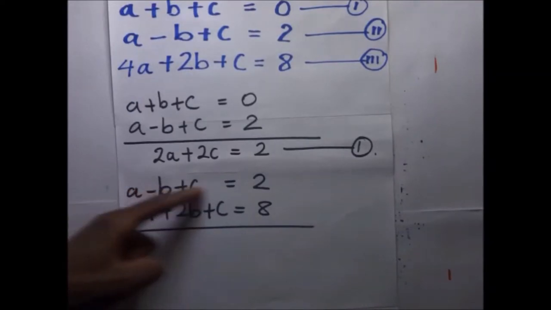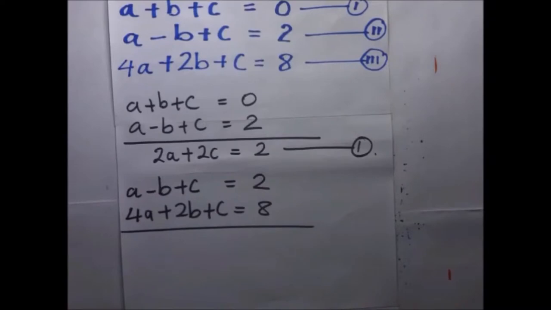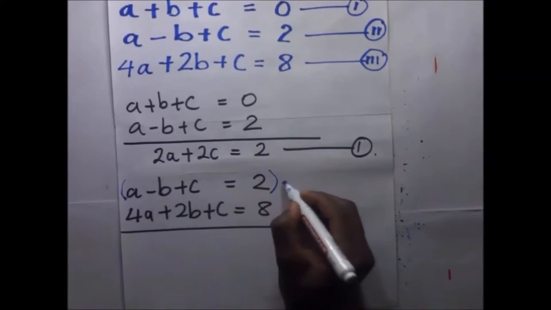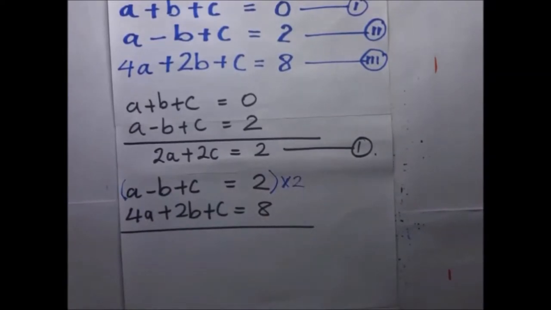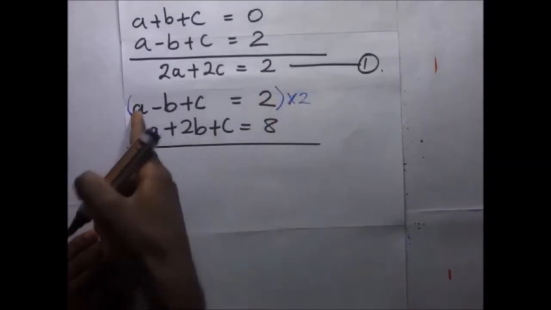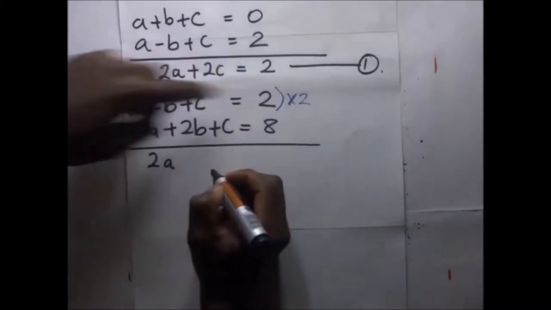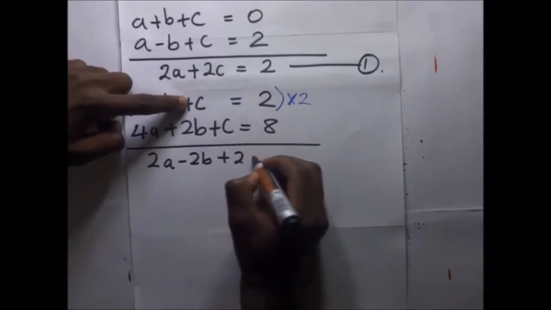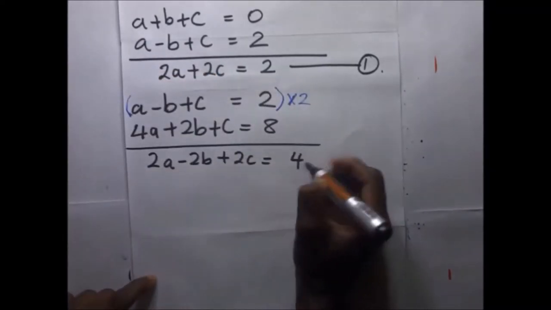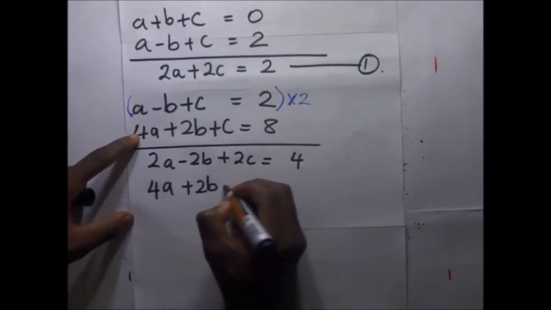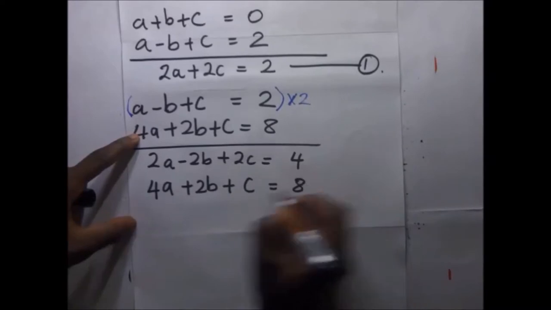So what we do, we make sure that we multiply the equation above by 2. So we multiply this equation times 2. It means that our equation will now become 2A, 2 times A is 2A, 2 times B is minus 2B, 2 times C is plus 2C is equal to 2 times 2, which is 4. Then this one remains the way it is. 4A plus 2B plus C is going to give us 8.